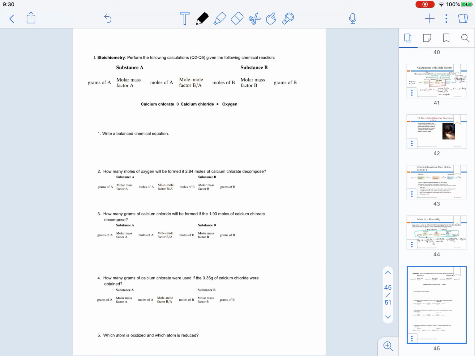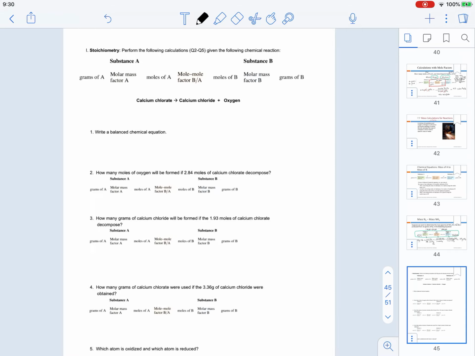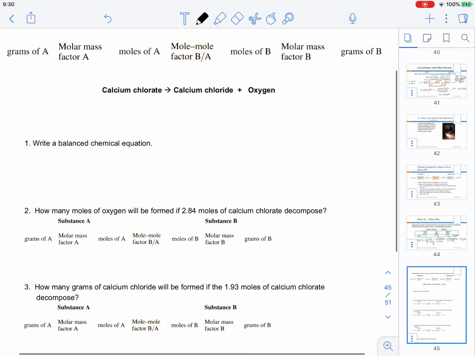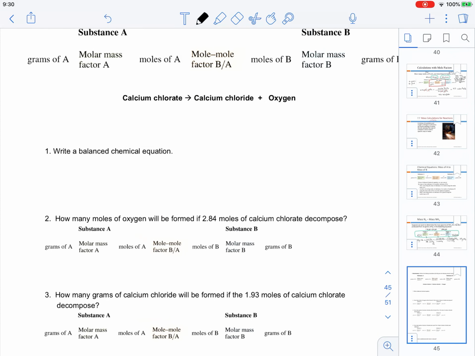Okay, and the equation given is calcium chloride. So I'm just going to zoom in so we can look at it closely. So the first item is going to be writing the balanced chemical equation. When it comes to the balanced chemical equation, I hope that you can identify that this is a decomposition reaction.